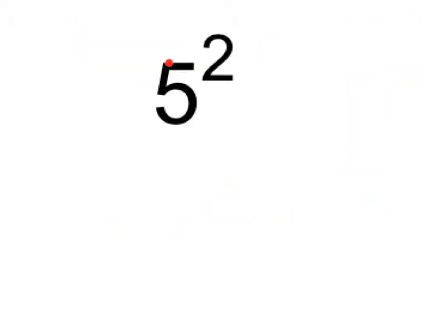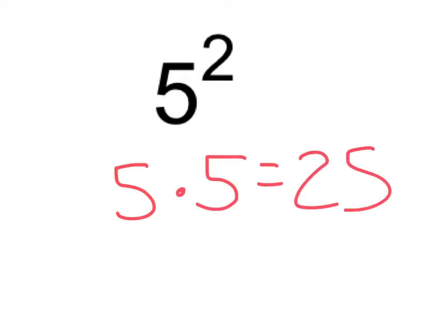So here we have the base 5. And here we have the exponent 2. Let's figure out what the power is. We're going to rewrite this as, of course, 5 times 5. And 5 times 5 is 25. 25 is the answer. And that's our power.